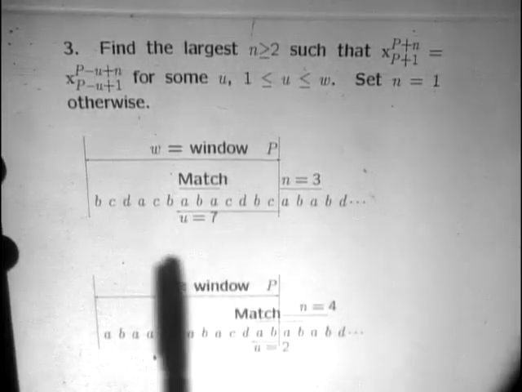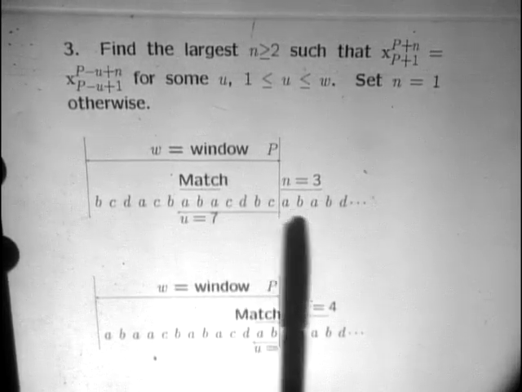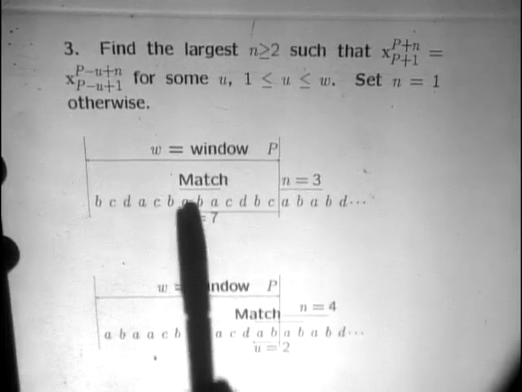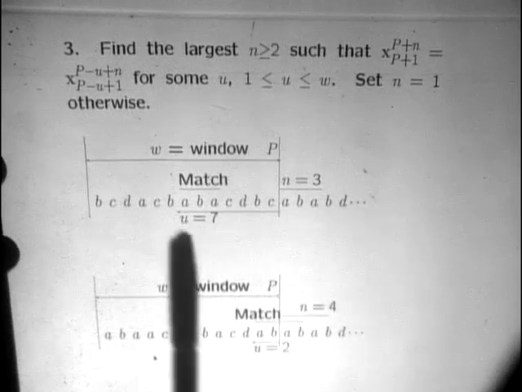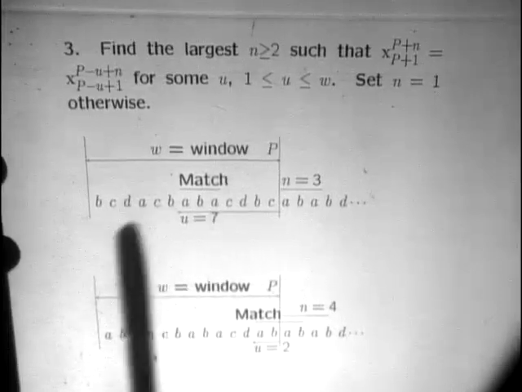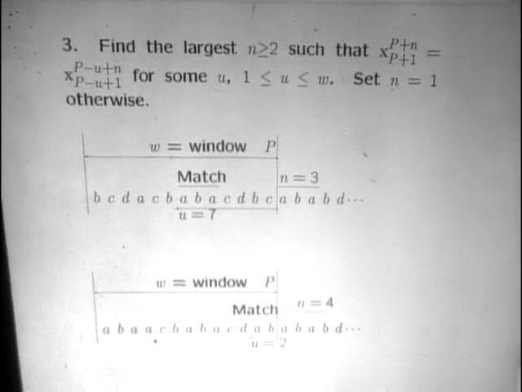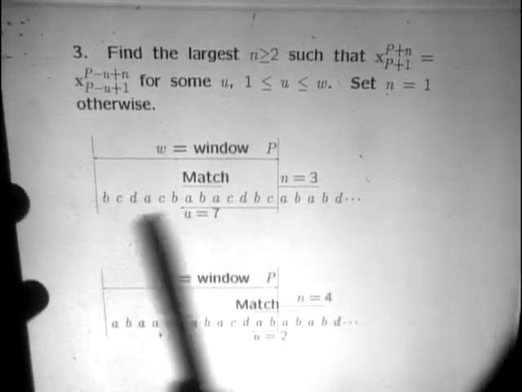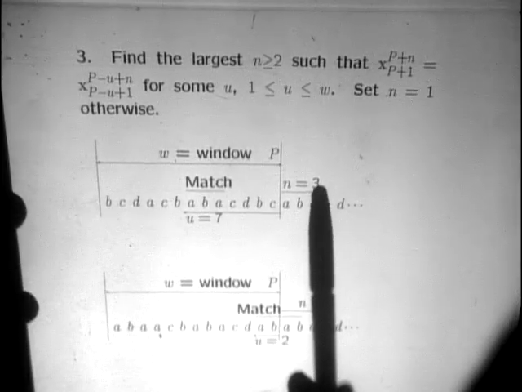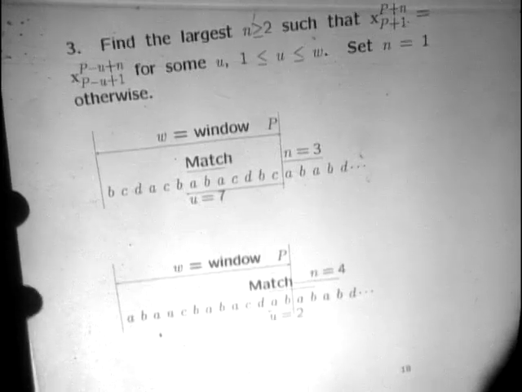Now we look at A. A is in the window. We look at AB. AB is in the window. We look at ABA. ABA is in the window. ABAB is not in the window. At least I hope it's not in the window, or I screwed up. Yeah, it's not in the window. So the longest thing we can find, which matches with what's in the window, is this match of length 3. Okay, so this is finding the longest match, which matches with something here.